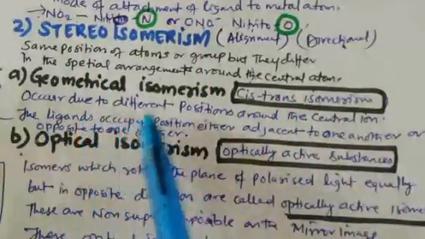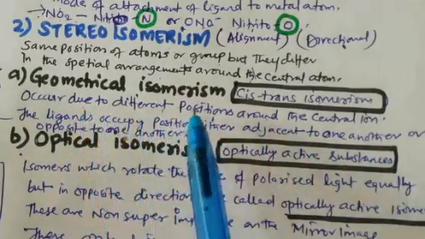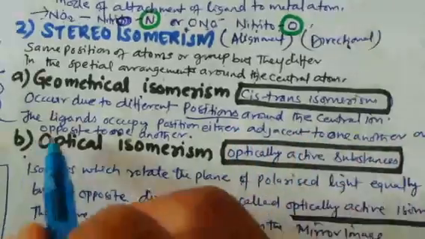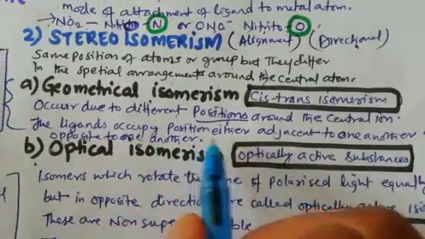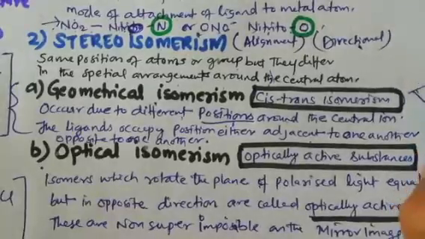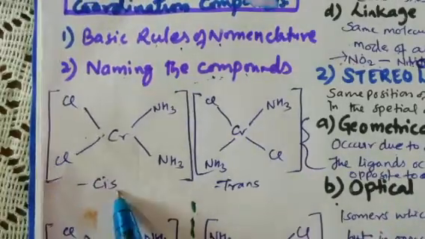It occurs due to different positions around the central atom. So, underline position around the central atom. The ligands occupy positions either adjacent to one another, एक side को ऐसे, or opposite to each other. Let's understand with the example. This is showing cis and trans.